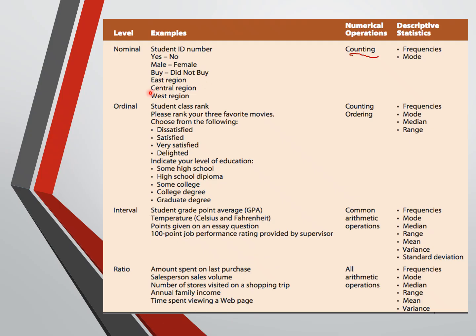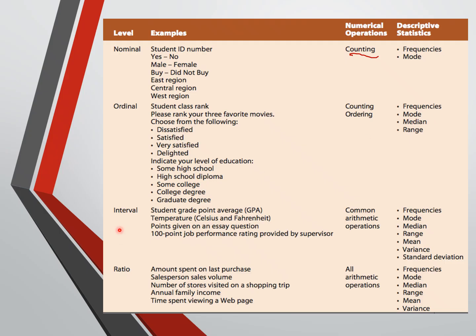Now when I come down to the ordinal data, where we rank things, like whether you are satisfied or not with a movie, or indicate your level of education. So it is counting and ordering, where we can use the descriptive statistics: frequencies, mode, median, and range. Normally in the ordinal data scale, our concentration is more on the median.